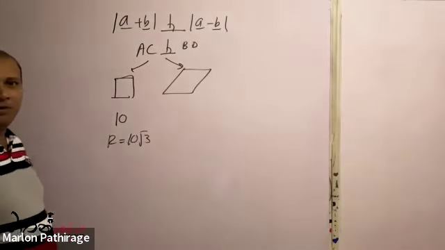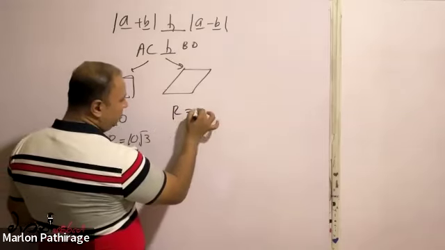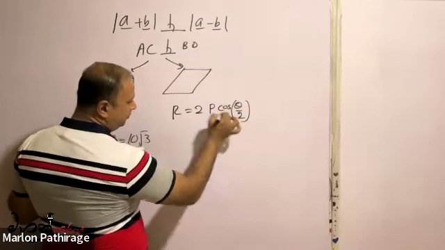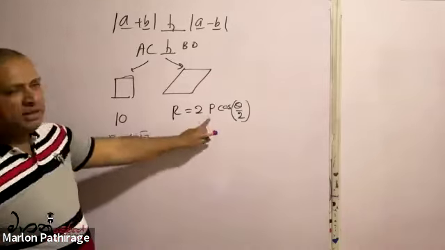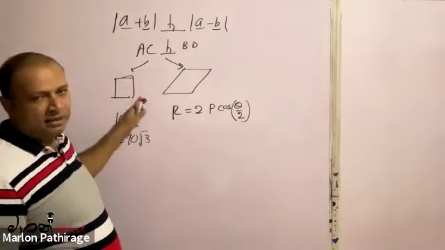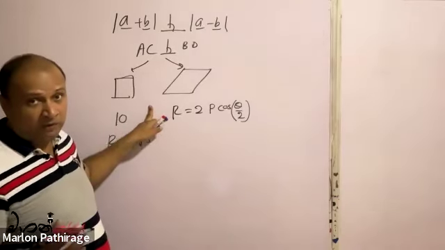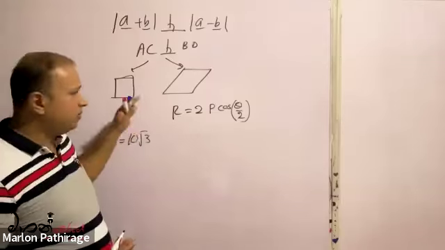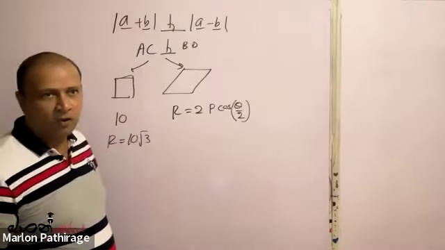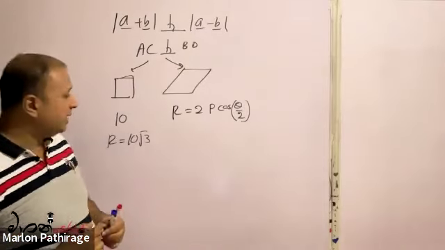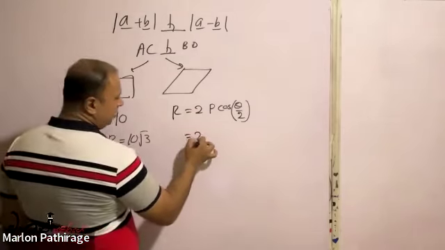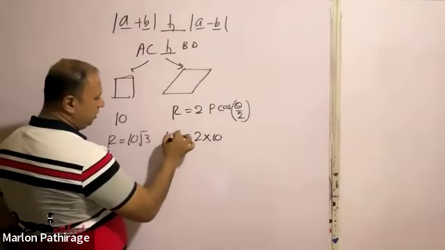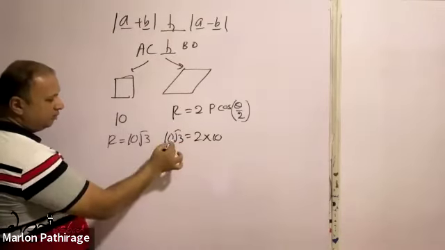Or you can use this equation: R is equal to 2P cos theta over 2. You know that P is 10, because whether it is a square or a rhombus, one side is 10 and the other side is also 10, since all sides are equal in length. So R equals 2 into 10 cos theta over 2, and the resultant is 10 root 3.